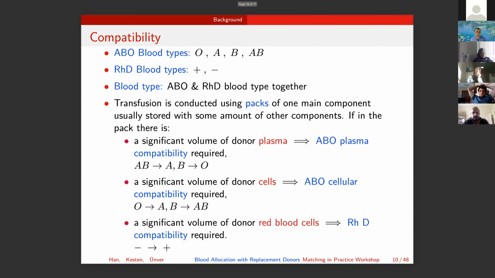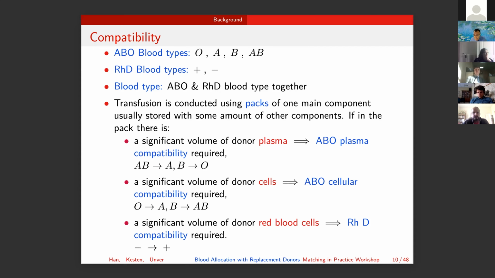And if there is a significant volume of red blood cells, again most importantly red blood cells, you need RHD compatibility, because once RHD plus blood touches the internal cells of the body of an RHD minus patient, antibodies form after donation, and it can create deadly problems. So minus can be donated to plus. This complicated thing, depending on how things are packed, determines the rules of how donation is done.